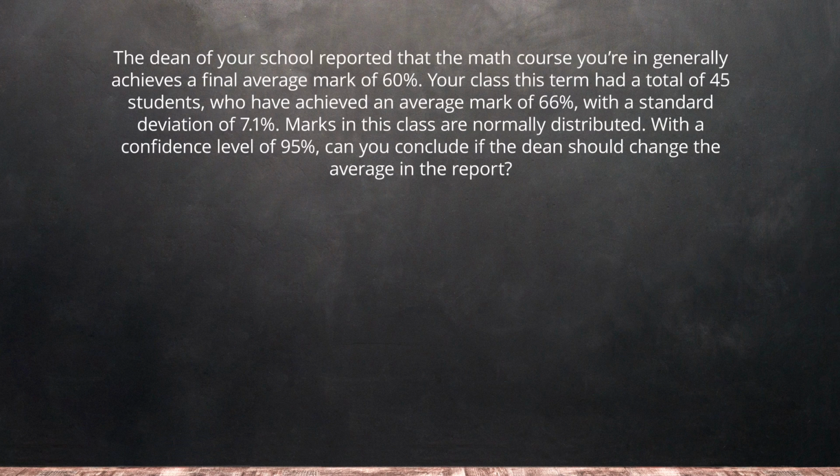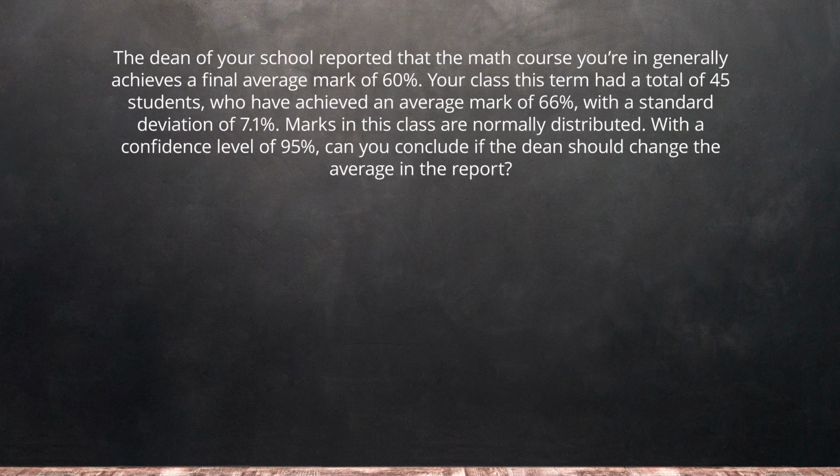The dean of your school reported that the math course you're in generally achieves a final average mark of 60%. Your class this term had a total of 45 students who have achieved 66%, with a standard deviation of 7.1%. Marks in this class are normally distributed. With a confidence level of 95%, can you conclude if the dean should change the average in the report?